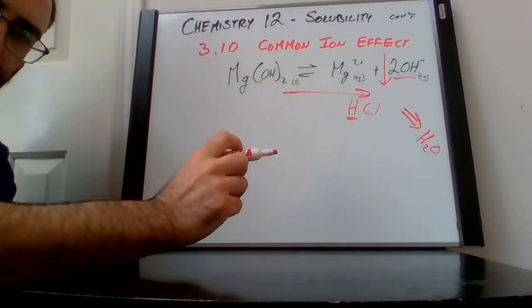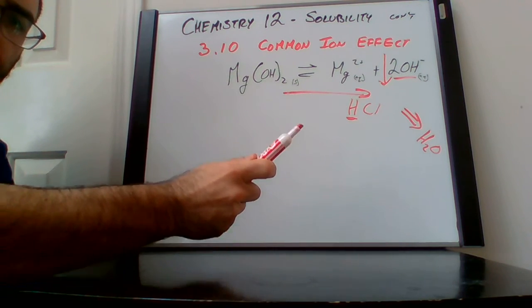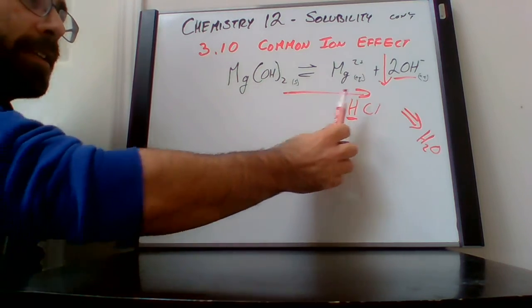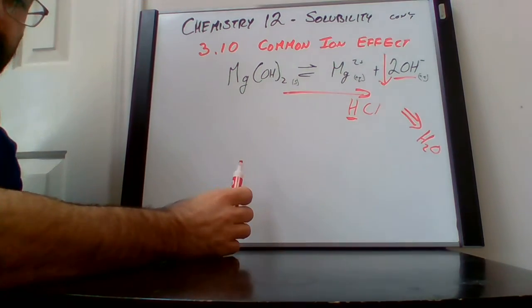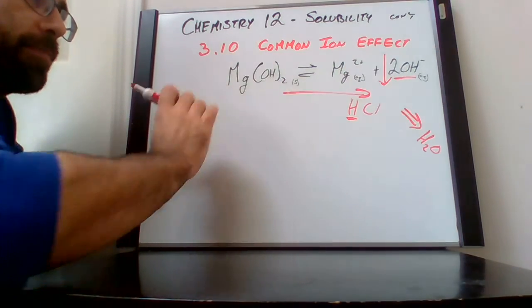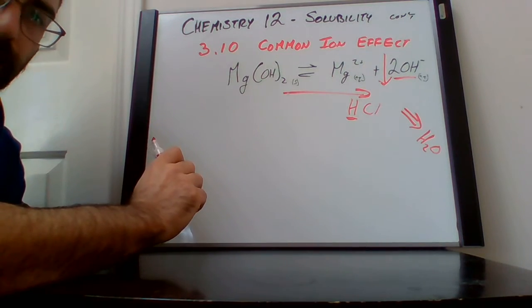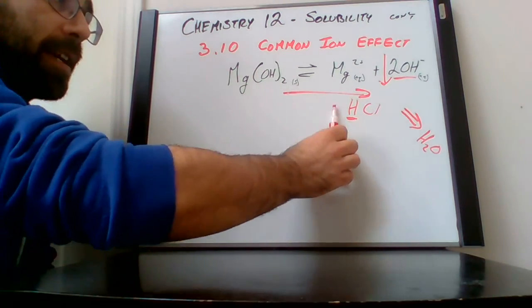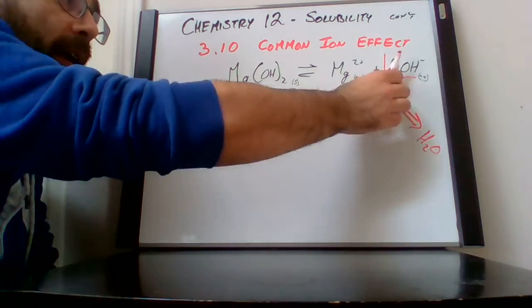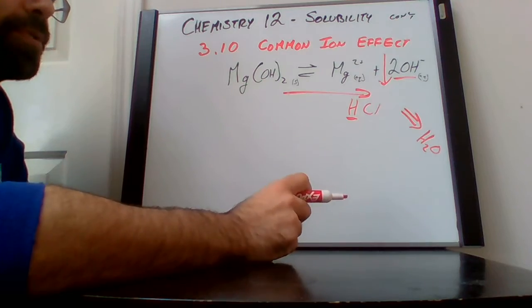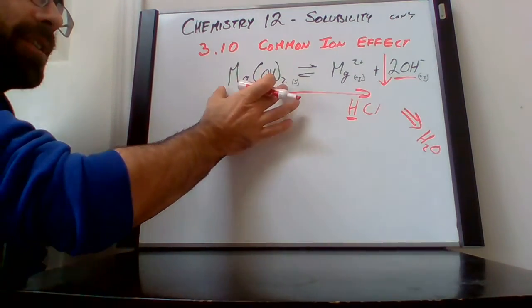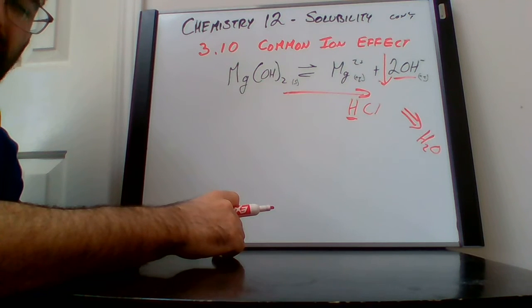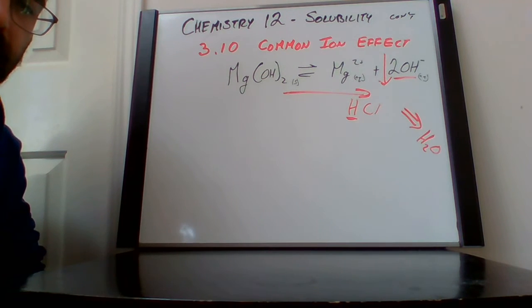So once again, to decrease the solubility of our compound, I'm adding in one of these two ions into the solution, and that'll cause a shift back to the magnesium hydroxide, lowering its solubility. However, if I add in something like hydrochloric acid, which combines with one of these two, then I'm lowering the concentration, and I'm going to increase the solubility of this magnesium hydroxide. Let's take a look at the numbers.